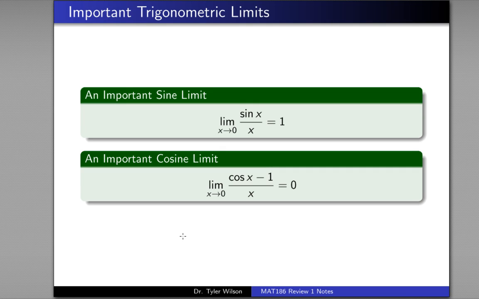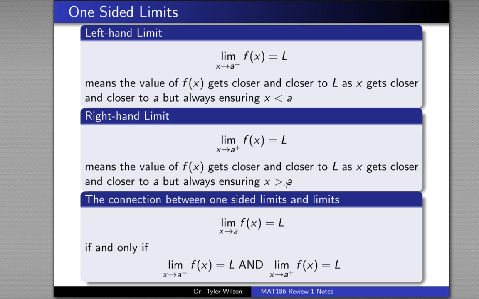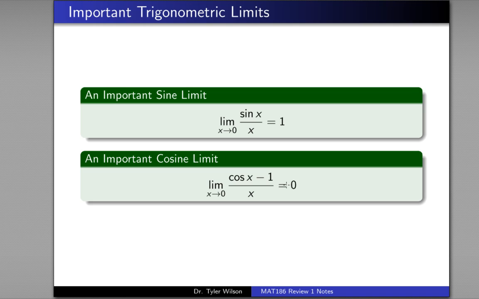A couple important trigonometric limits that you might want to memorize because you might need to use in a calculation is that the limit as x goes to 0 of sine x over x equals 1, and the limit as x goes to 0 of cos x minus 1 over x is equal to 0. Okay, so those are some important limits, and we'll talk about one-sided limits in a second. Let's look at some examples first.